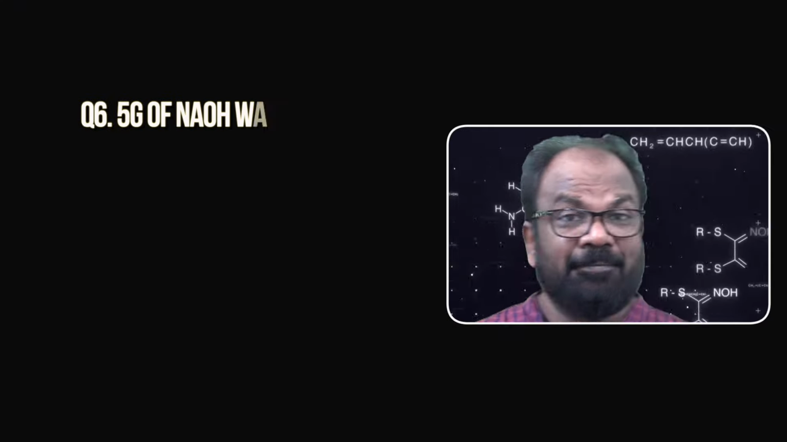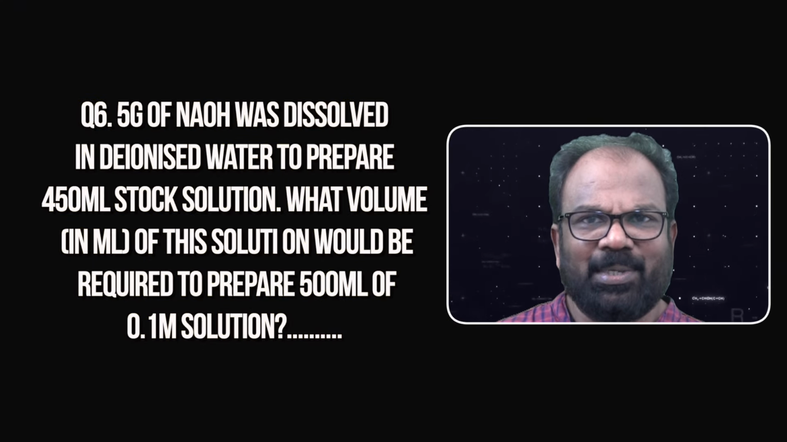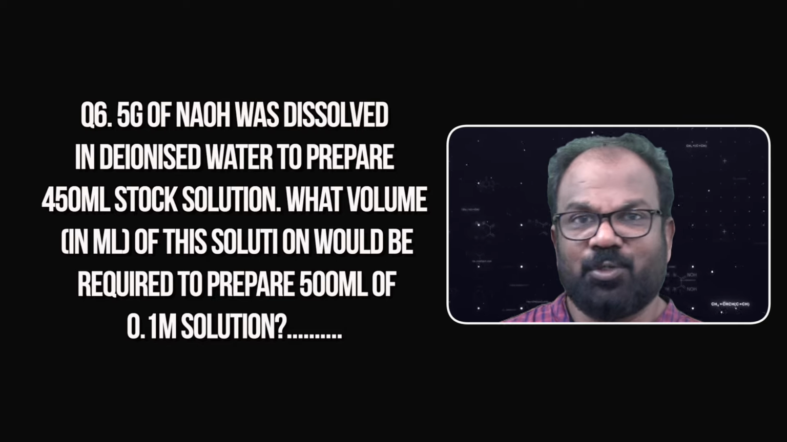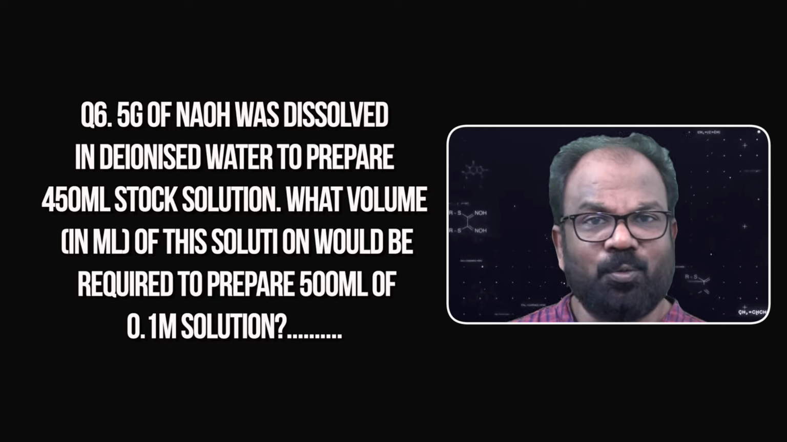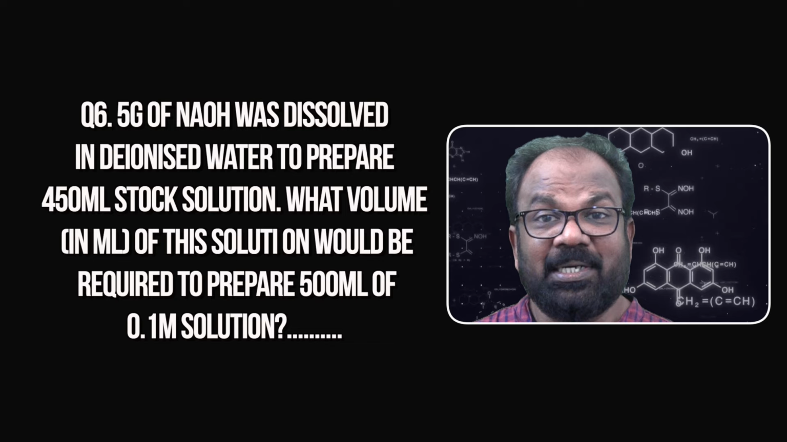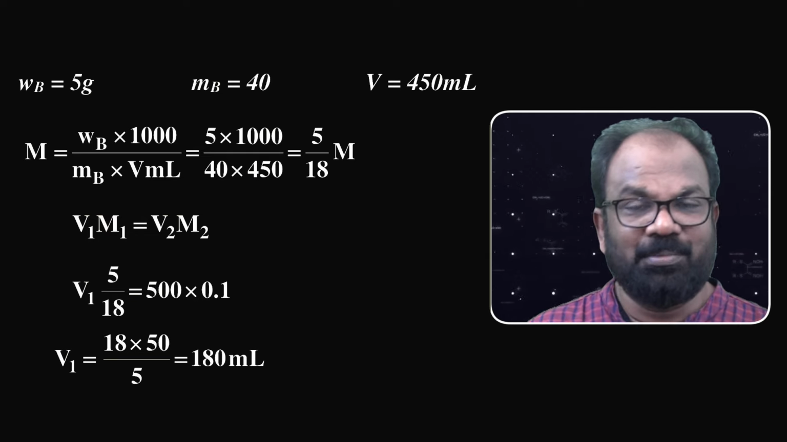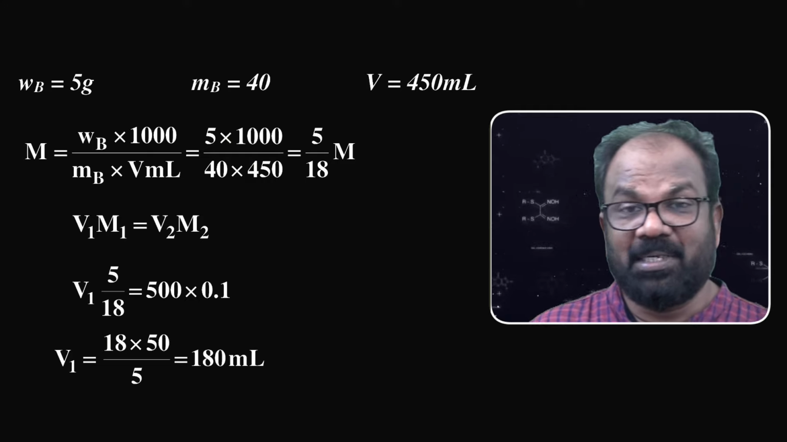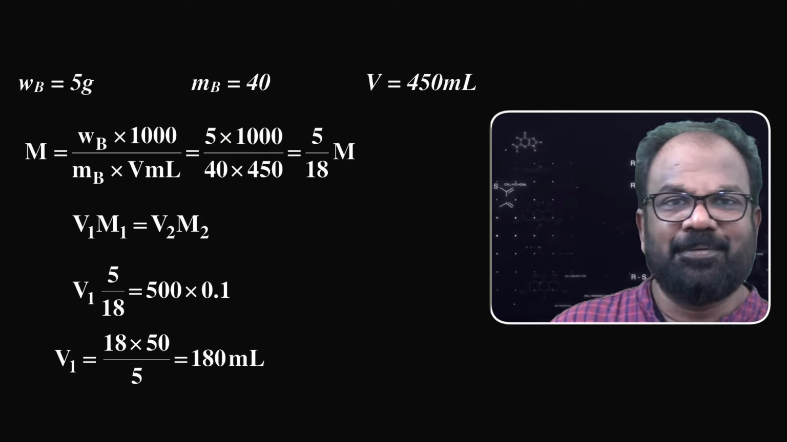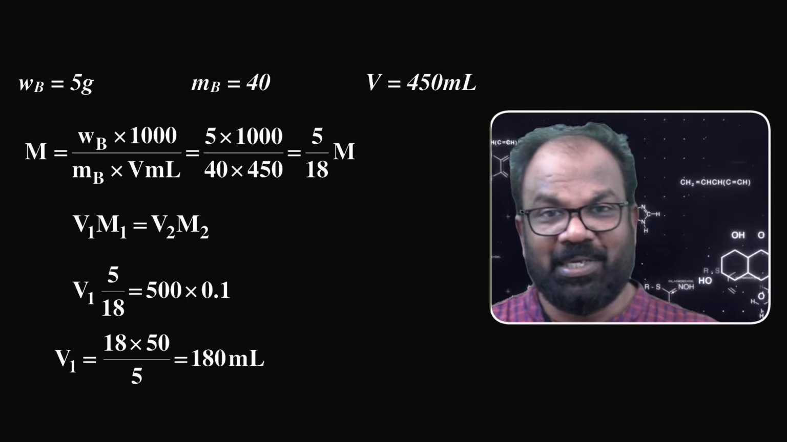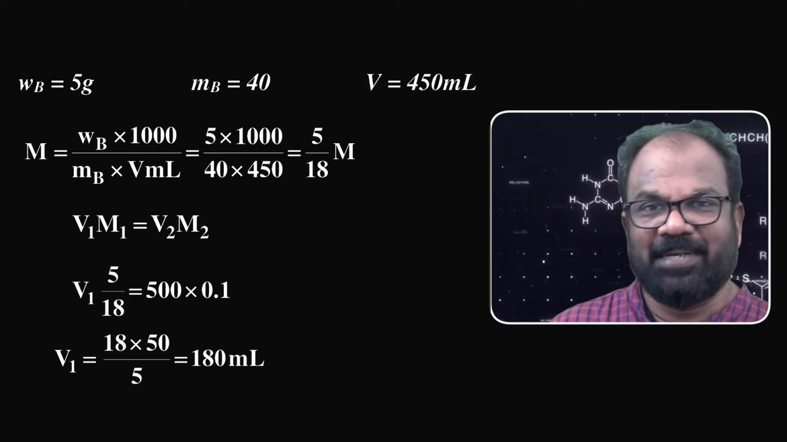Then question number 6. 5 gram of NaOH was dissolved in deionized water to prepare a 450 ml stock solution. What volume in ml of this solution would be required to prepare a 500 ml of 0.1 molar solution? Here the weight of solute WB is equal to 5 gram and the molecular mass of solute MB is equal to 40 gram because the solute is NaOH and the volume of the solution capital V is equal to 450 ml. Then molarity of the solution is WB into 1000 by MB into capital V in ml. Then substituting the values of WB, MB and the volume of the solution V, we will get molarity of the solution as 5 by 18.